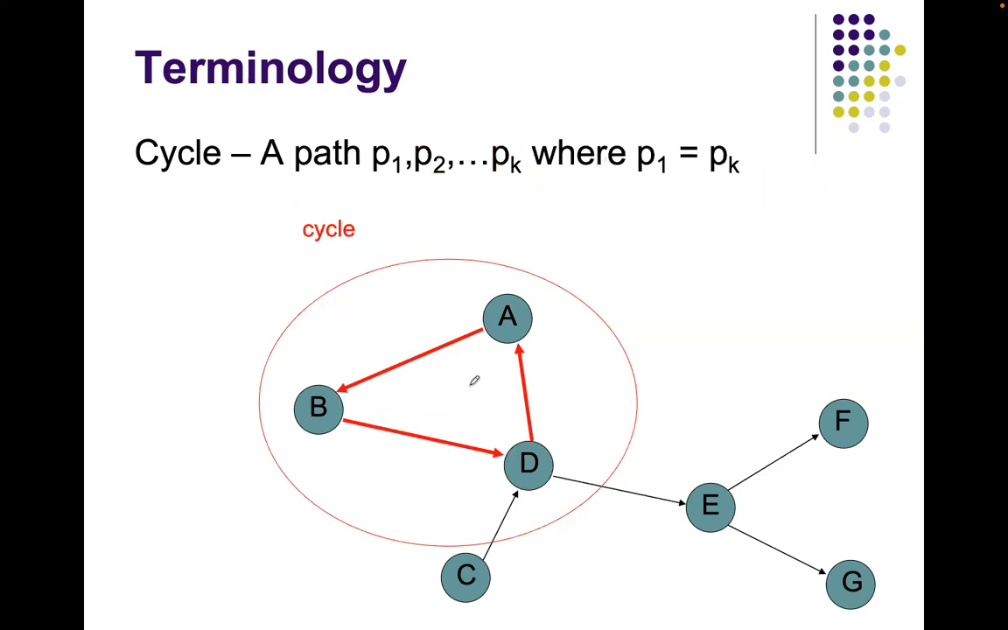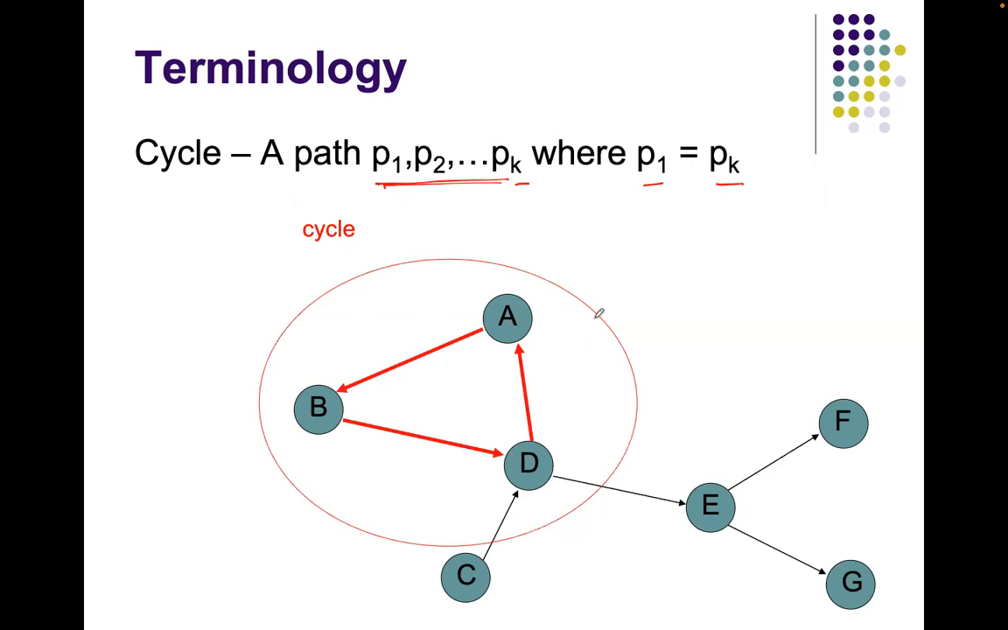But here, if we change the direction, this is a cycle. So in a directed graph, a cycle is a path P1 to Pk where P1 and Pk are the same. To define a path in a directed graph, we have to follow the directed edges, following the direction of the edge.